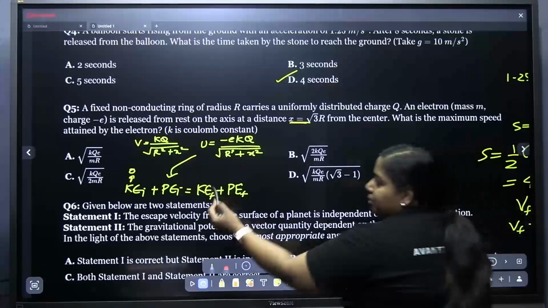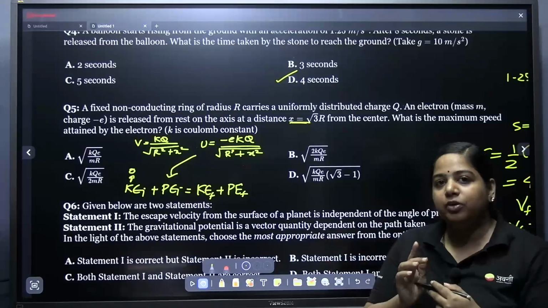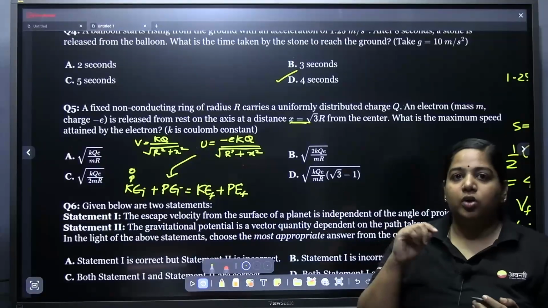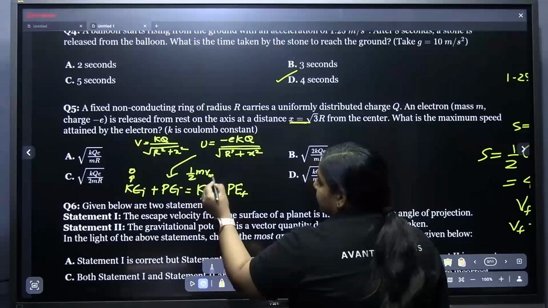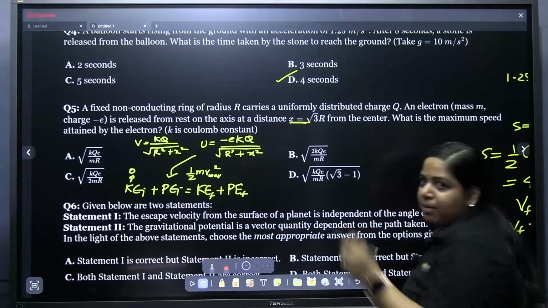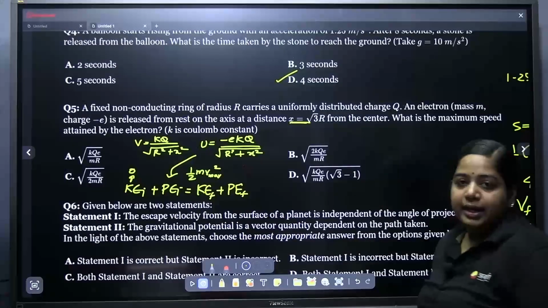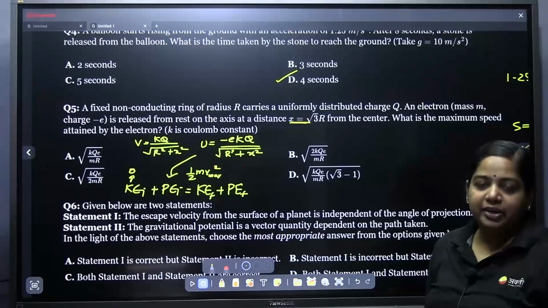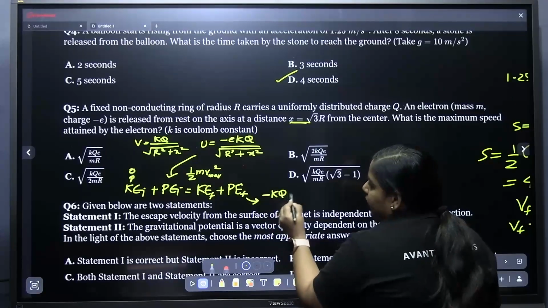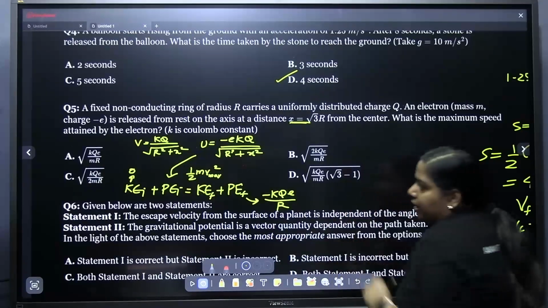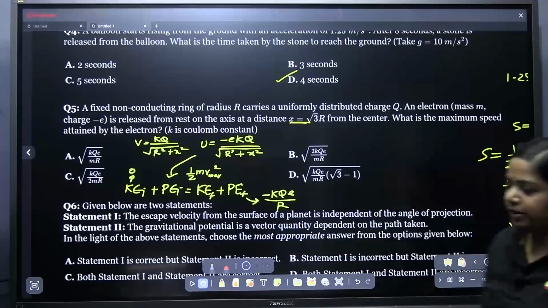Final kinetic energy is the maximum one, right? It will be maximum whenever the force becomes 0. Where does the force become 0? At the center of the ring. So final kinetic energy is half m v max square. This v max is what we have to find. And the potential at the center of the ring is equal to minus kqe by r. Okay, so this will be minus kqe by r. Substituting these values, you can solve for v max square.